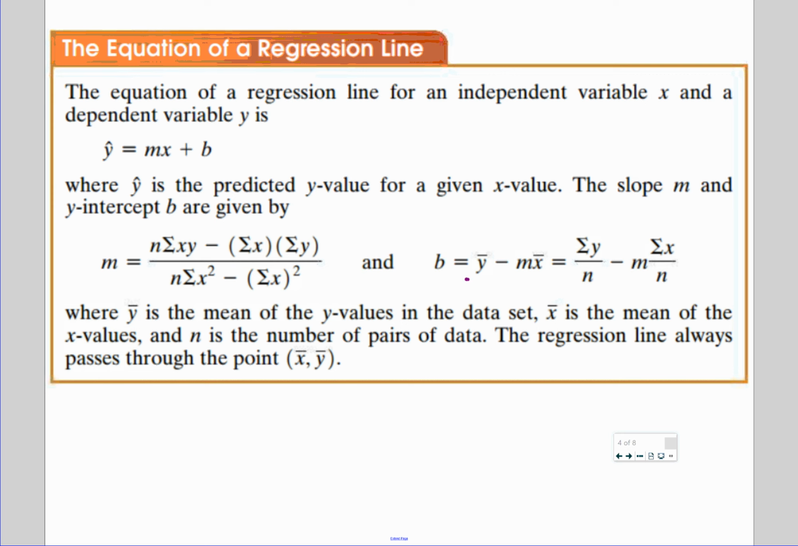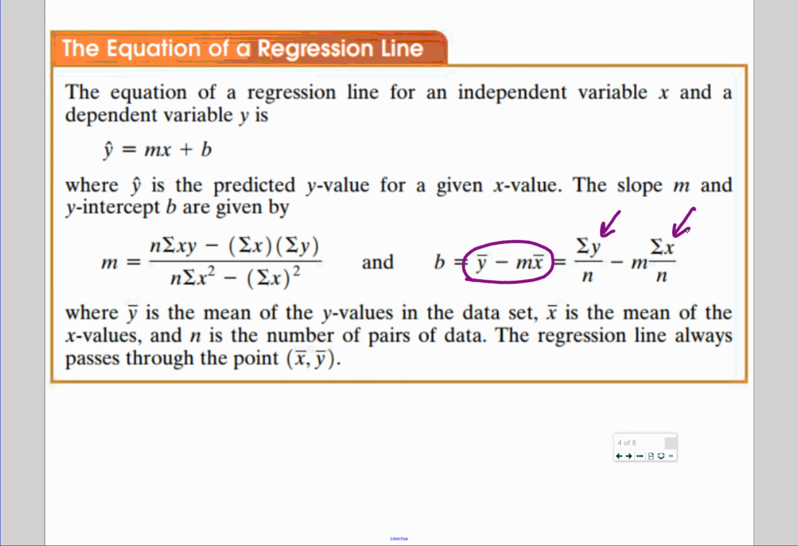To get b, we're really just going to use this formula: y bar minus m times x bar. Y bar and x bar are just the averages of your y's and the averages of your x's, which is what the stuff to the right is saying. To get the average of my y's, I add up all my y's and divide by n. To get the average of my x's, I add up all my x's and divide by n. But I think the one with the bars is a little prettier to look at.